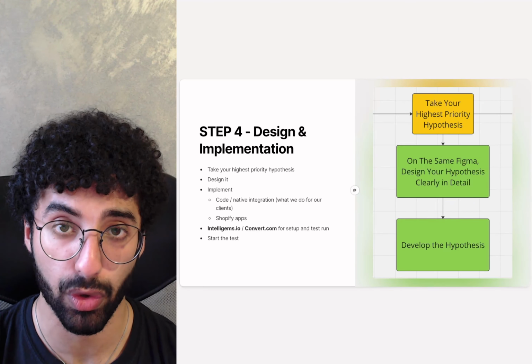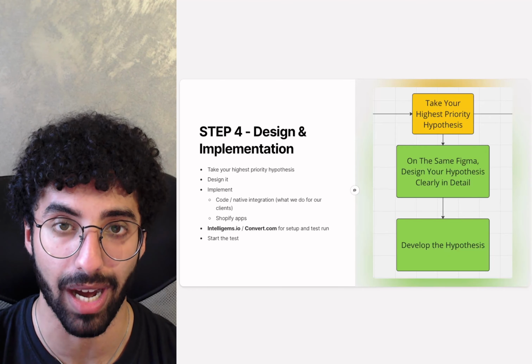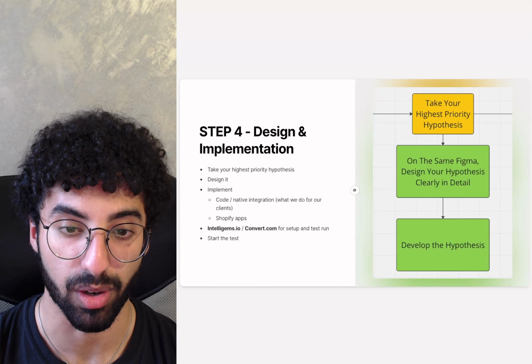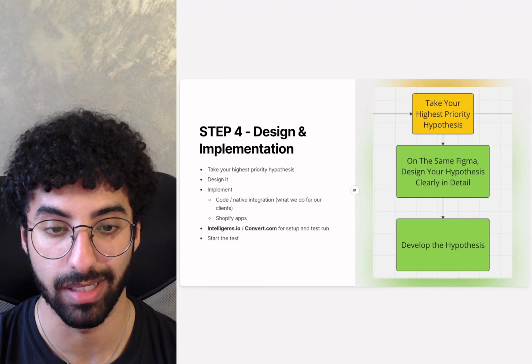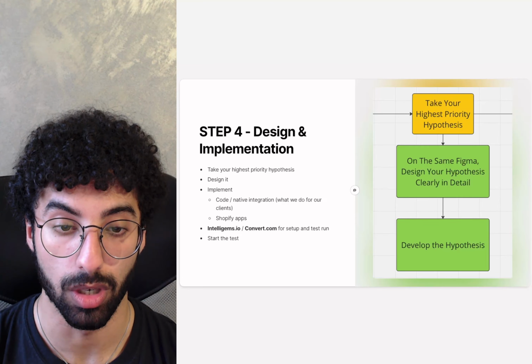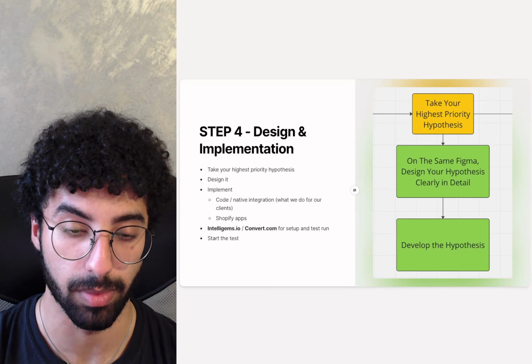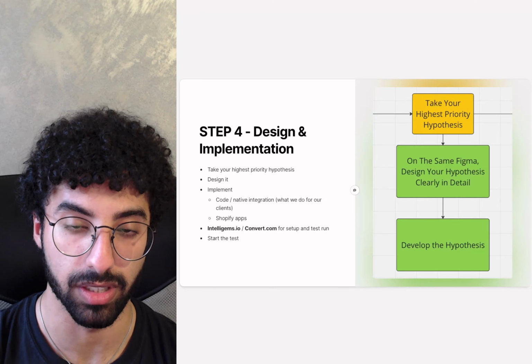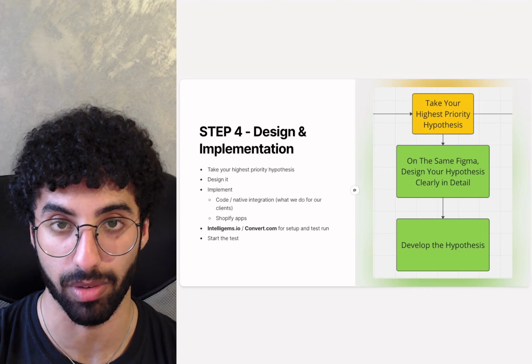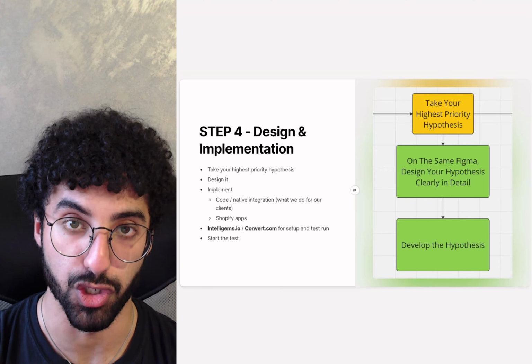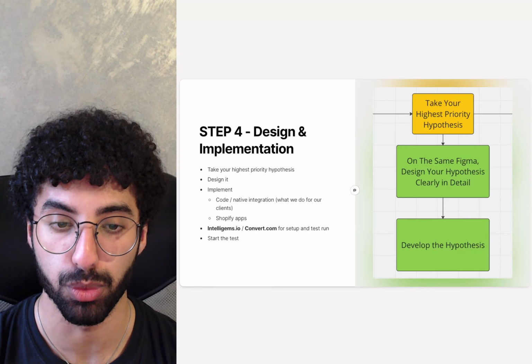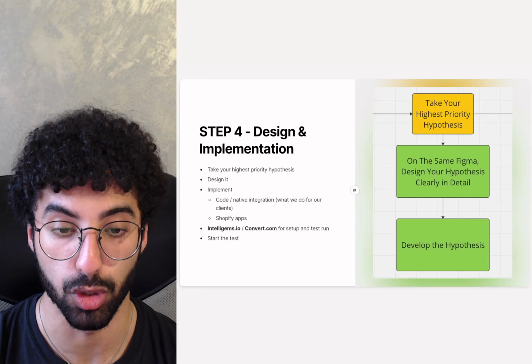So now you have a prioritized list of hypotheses, and you start from the highest priority one. You take your highest priority hypothesis, you design it, you implement it. What we do for our clients is we take care of both the design and the implementation, and we do it with code and native integration inside their stores. We don't use any Shopify apps, we don't use any external apps that charge you more money and slow down your store, but we do it natively inside your store.